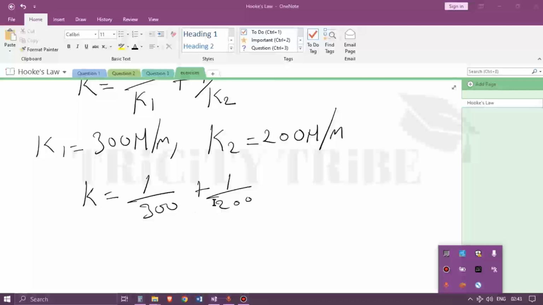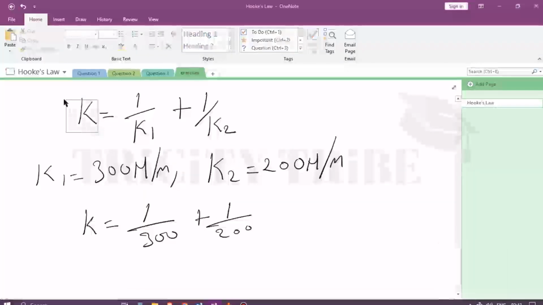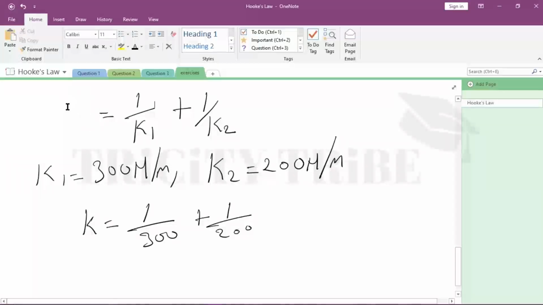We have that this formula actually is not complete. This ought to be the formula: 1 over K is equal to 1 over K1 plus 1 over K2. So here should be 1 over K.